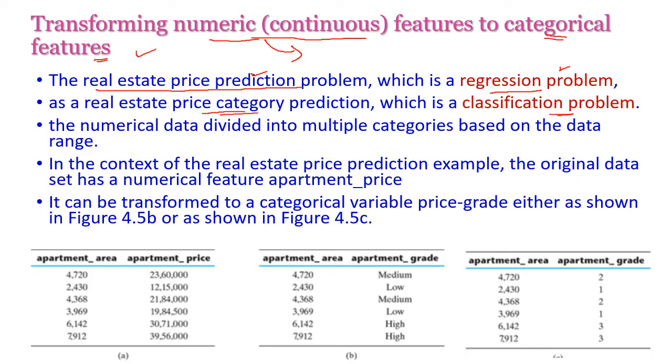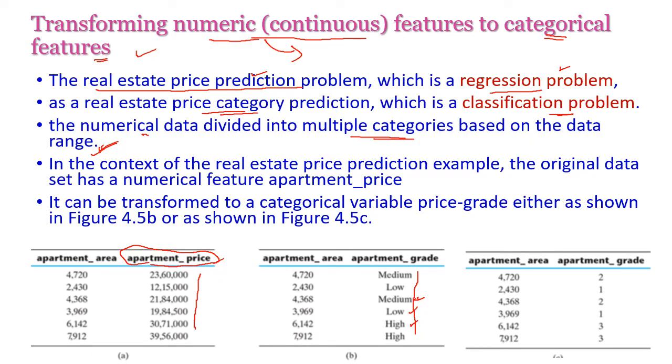So here the numerical data, that is the apartment price, should be divided into multiple categories based on the data range. Based on the data range, the numerical data will be divided into multiple categories. So here the price will be divided into different ranges, that may be low, medium and high. We can divide those price ranges.